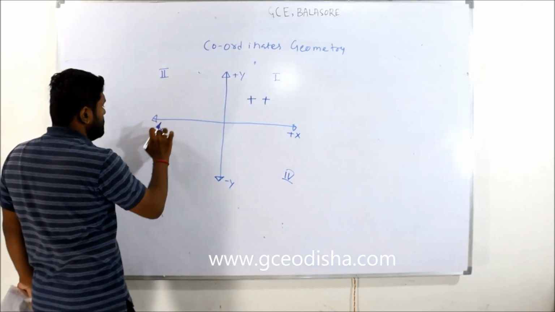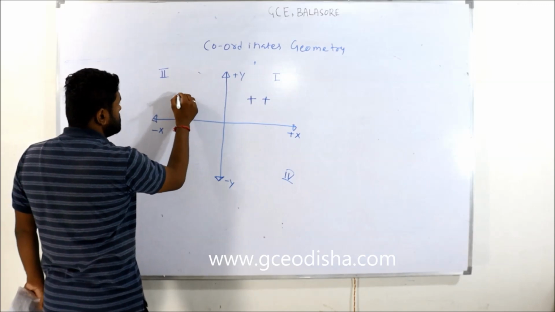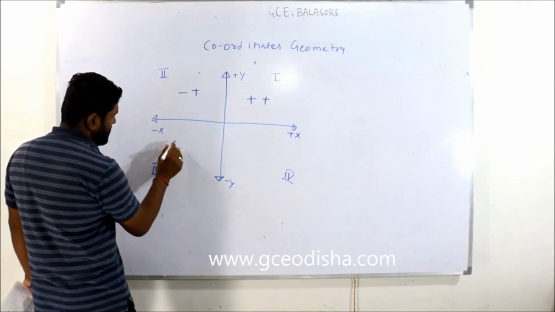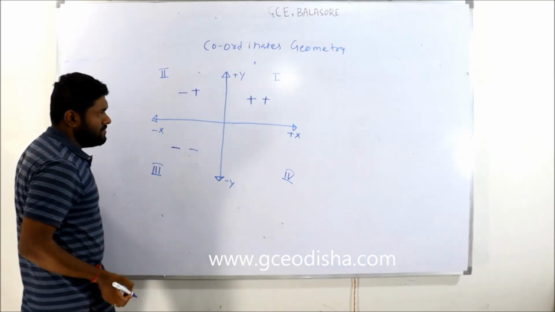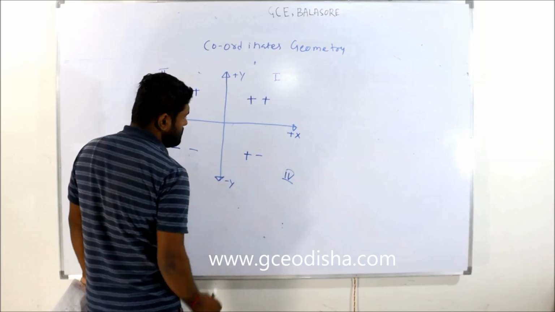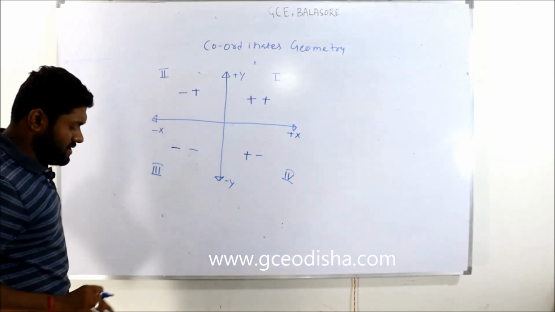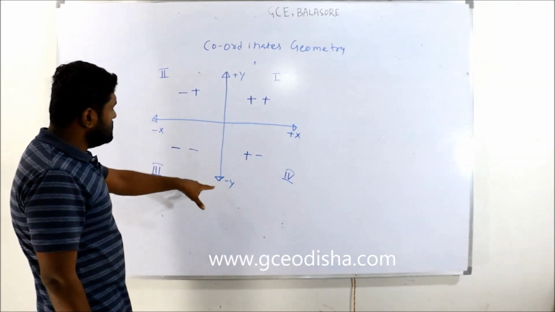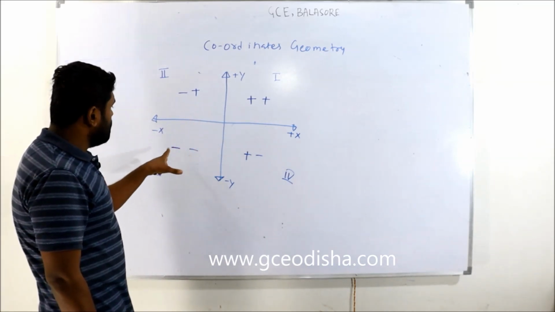In this quadrant, x is negative and y is positive. In this quadrant, x is negative and y is also negative. In this quadrant, x is positive and y is negative. There are 4 quadrants. From that we saw the sign convention.